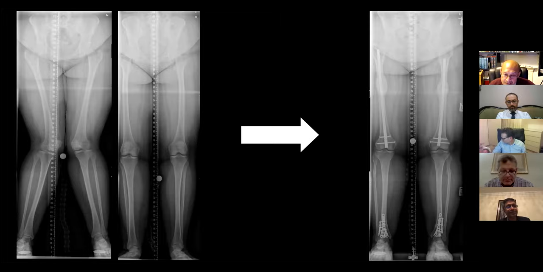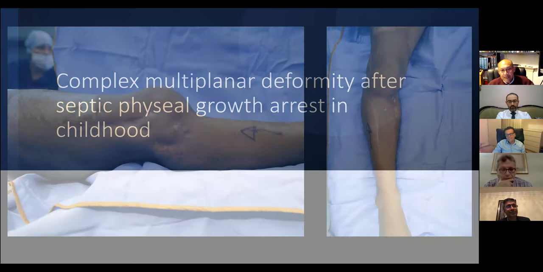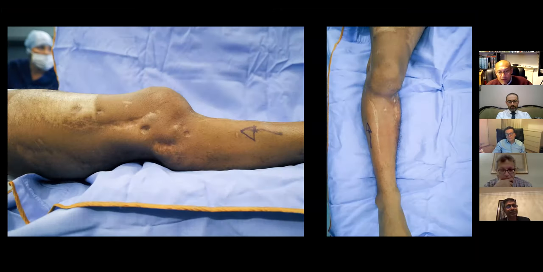Here is a second example of a multi-level correction, acute correction. And this is a complex multiplanar deformity following a septic physeal growth arrest in childhood. So this is the clinical appearance of the limb in the operating room. In the right-hand picture, you can see an overall varus deformity. In the left-hand picture, it looks as if the tibia is posteriorly translated on the femur. So that's why the prominence of the femoral condyles and the patella can be seen.